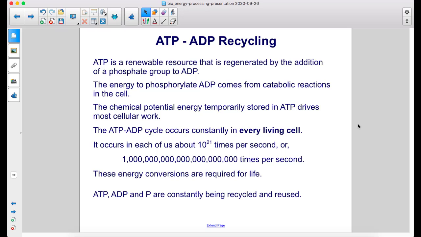ATP is a renewable resource that is regenerated by the addition of a phosphate group to ADP. The energy to phosphorylate ADP comes from catabolic reactions in the cell. The chemical potential energy temporarily stored in ATP drives most cellular work. The ATP-ADP cycle occurs constantly in every living cell. It occurs in each of us about 10 to the 21st times per second. That's a lot of zeros. These energy conversions are required for life. ATP, ADP, and P are constantly being recycled and reused.